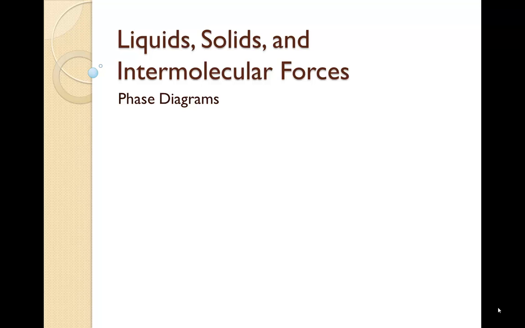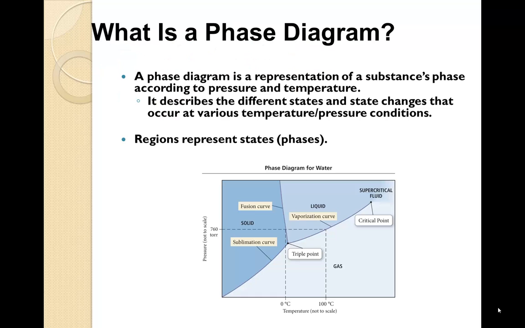In this tutorial, we will be discussing phase diagrams. So what is a phase diagram? A phase diagram is a representation of a substance's phases according to the pressure and temperature. It describes the different states and state changes that occur at various temperature pressure conditions.